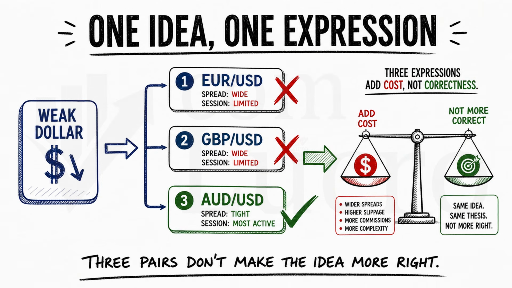Second fix, one idea, one expression. If your view is that the dollar looks weak this week, pick the single cleanest pair to say it in, the tightest spread, in the session where it's most active, and say it once. 3 pairs don't make the idea any more right. They only make being wrong 3 times more expensive.